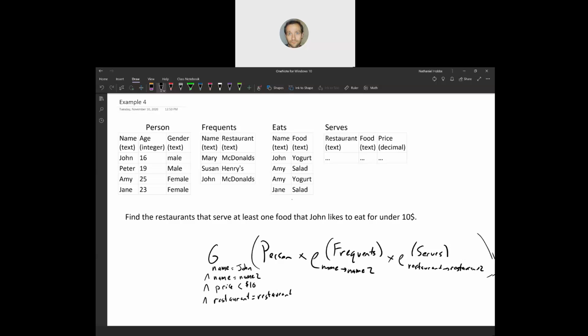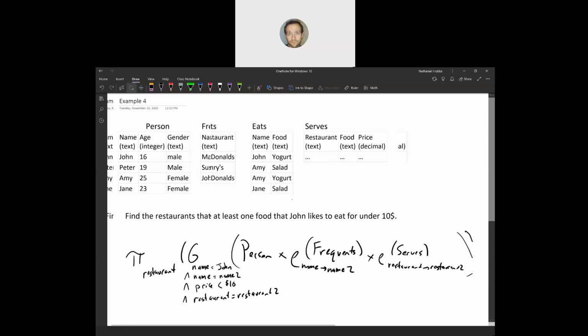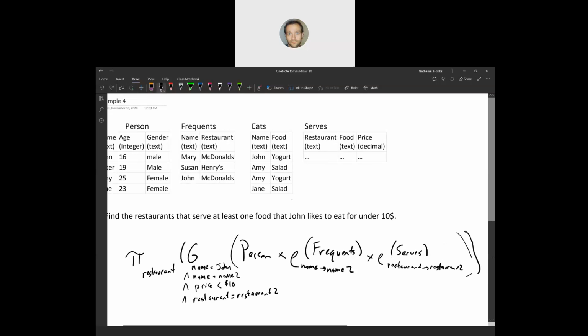Okay. And then we project the restaurant. Sure. Okay. Yeah, that's fine. Yeah, great. So let's see. That is an acceptable answer. I'd call it actually going a little further than you need to.